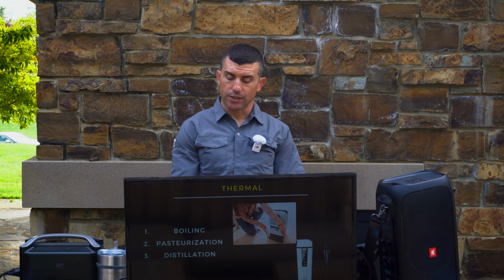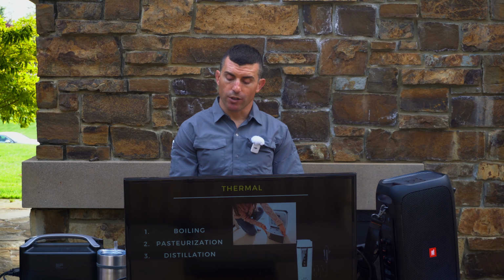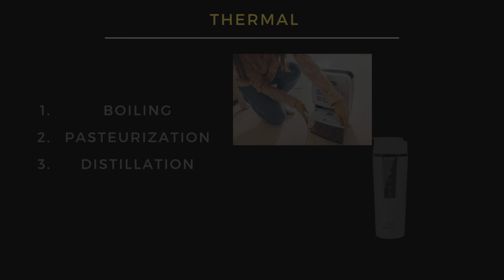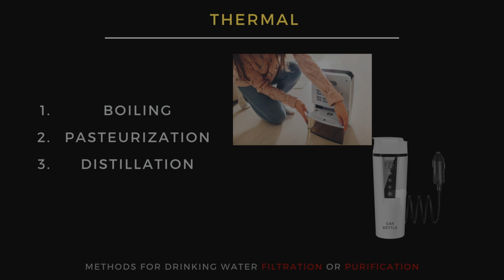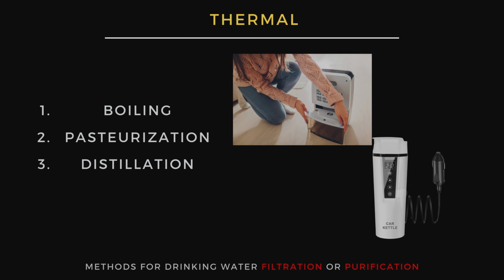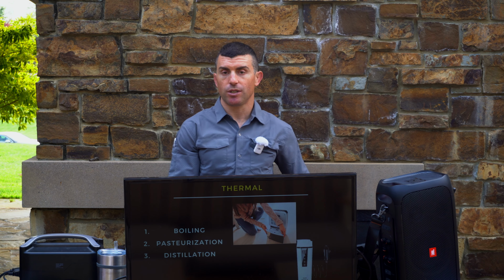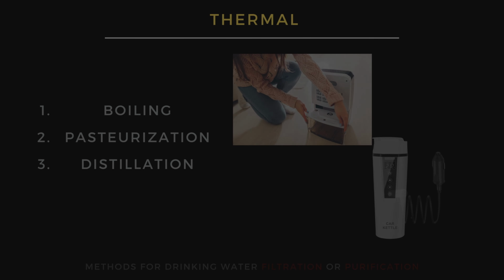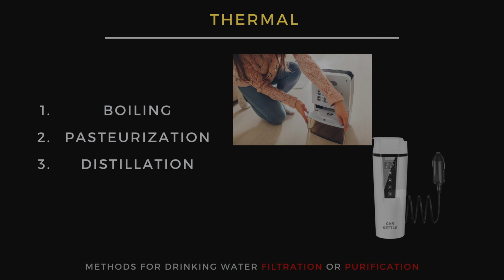Now, solar water pasteurization is a common method where water is placed in a clear plastic bottle or special bags and set in direct sunlight. So the water should reach about 65 degrees Celsius for effective purification. And then you have steam distillation. Now, to do steam distillation, you would boil water and direct the steam into a cooling tube or condenser. And as the steam cools, it condenses back into liquid water and is collected in a clean container.